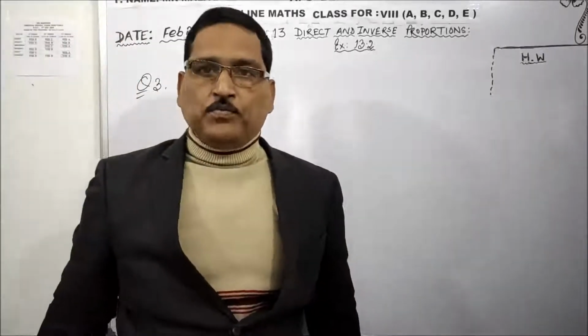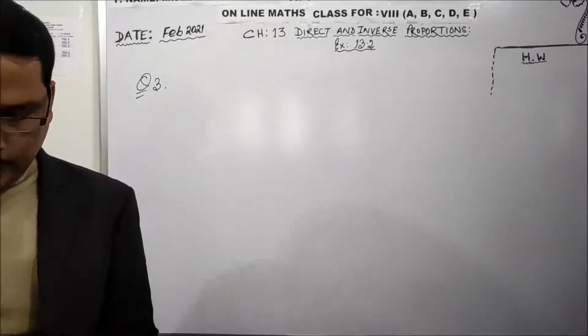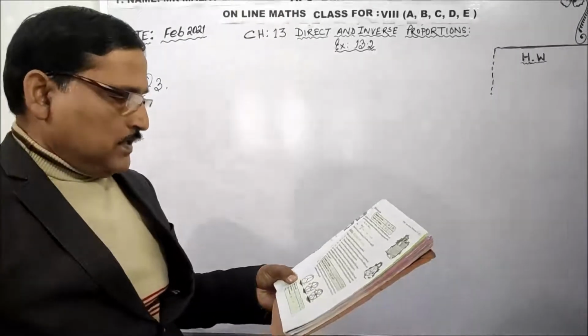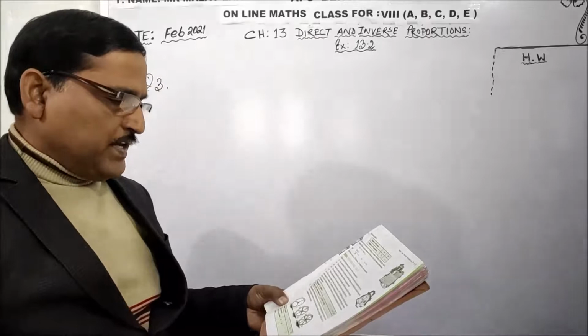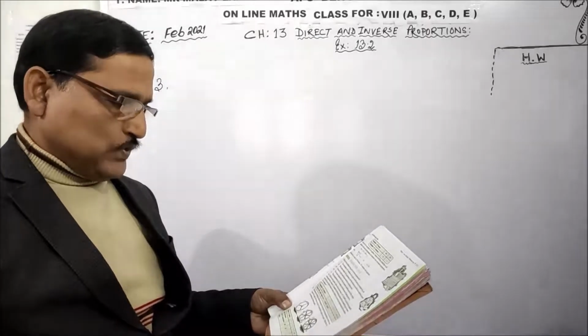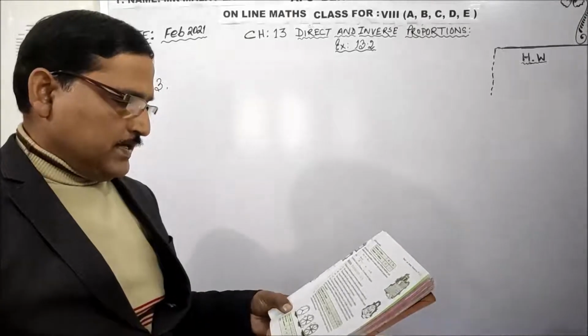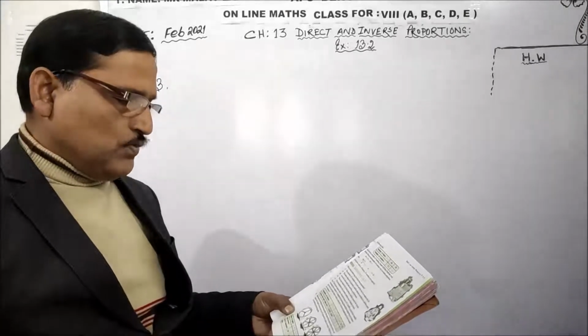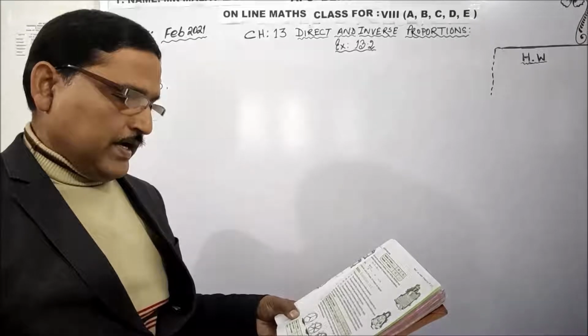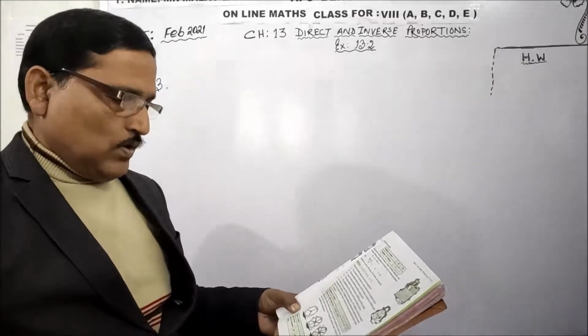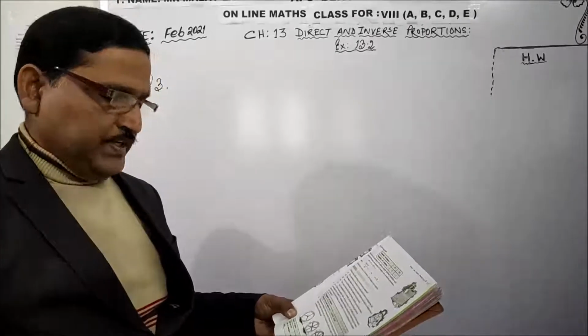Now I am coming to question number 3. You see the question. Rahman is making a wheel using spokes. He wants to fix equal spokes in such a way that the angles between any two pairs of consecutive spokes are equal. Help him to complete the following table.